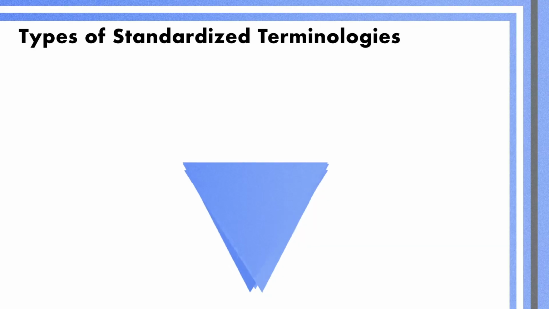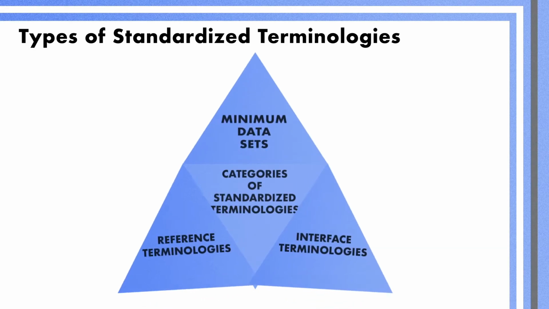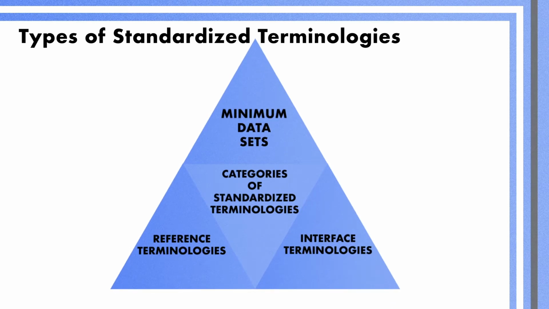So, when we talk about standard terminologies, there are different types of standard terminologies and data sets. Although you won't be directly working with these, it's important to know them as a baseline as it relates to the information that is in the data sets. So we're going to start with minimum data sets.